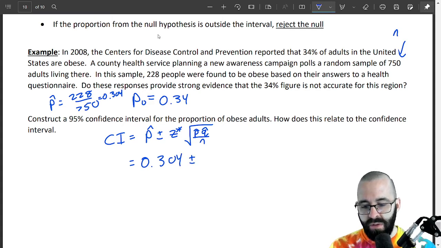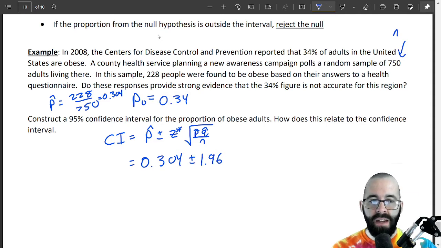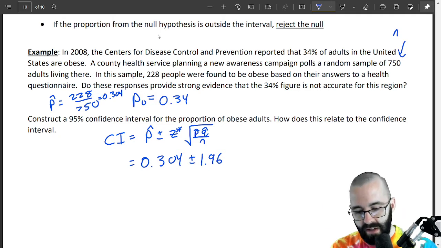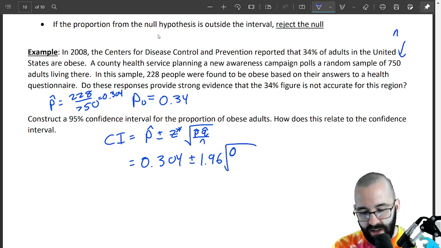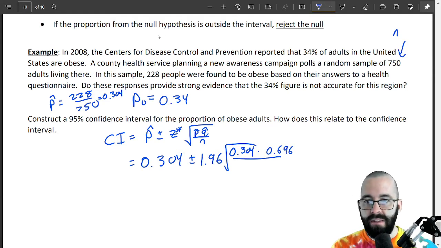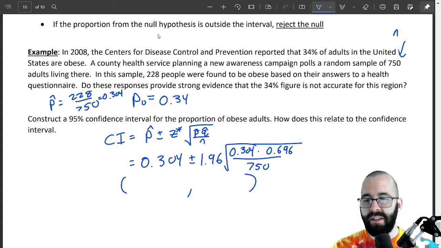What's a critical z-score for 95% confidence? I believe it's 1.96. This means 1.96 standard deviations above the mean and below the mean contain the middle 95%, times the square root of p hat, 0.304, times q hat, 0.696, divided by n, which is 750. And you type this all out and you're going to get our interval. The minus is going to be on the left.